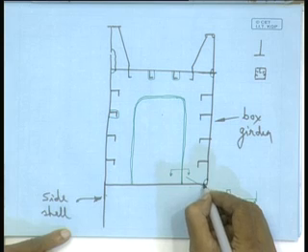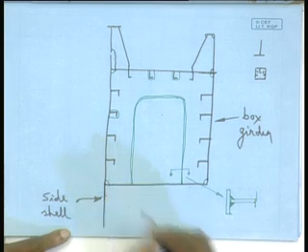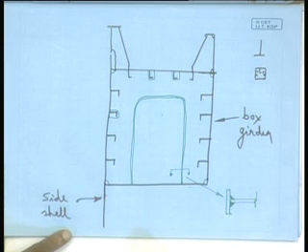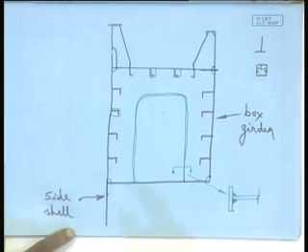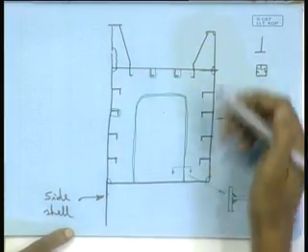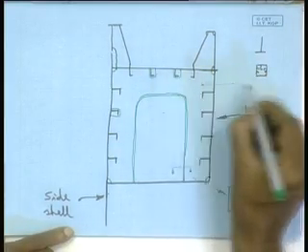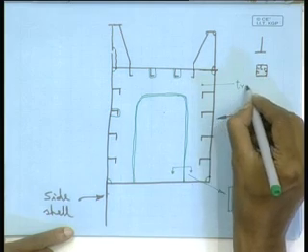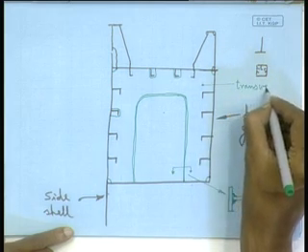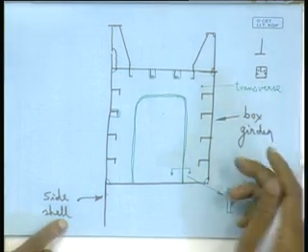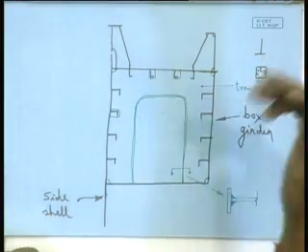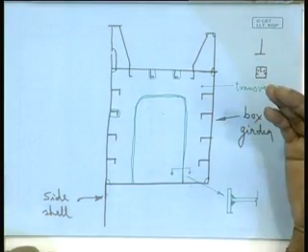So, thereby we see that this is a transverse, again the same thing, this transverse will be spaced every 3 to 4 frame spaces.